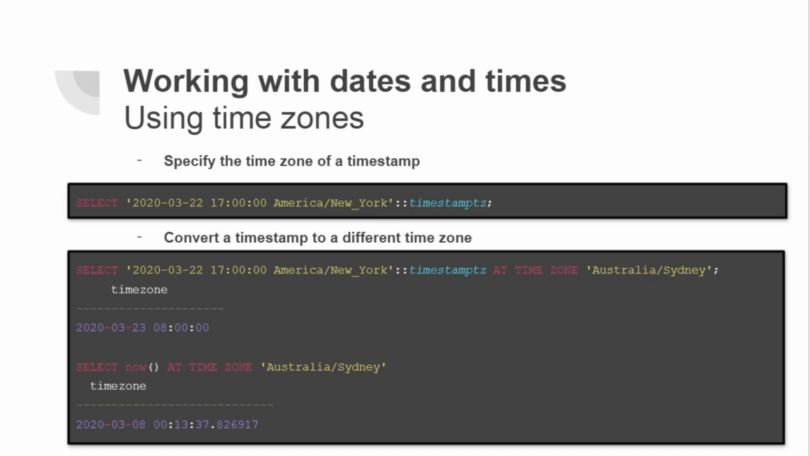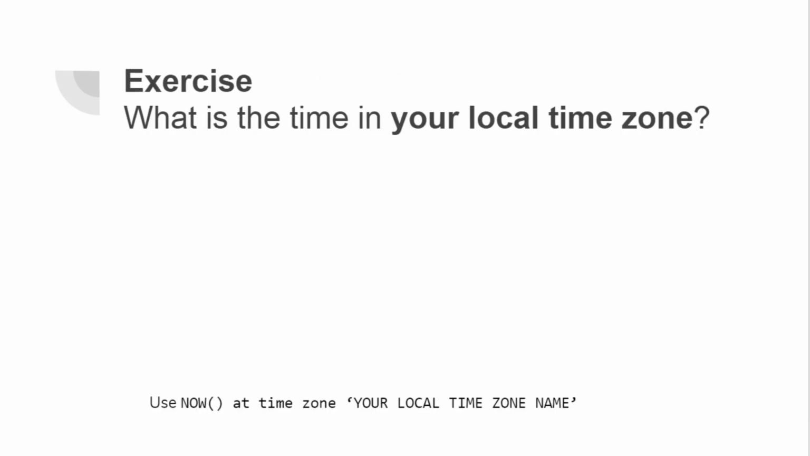Remember the at time zone operator, and then you get the name. This is why I wanted you to find the name of your time zone. So, to make sure that we are all on the same page, take a second and find the name and the time in your local time zone. To get the time now, you can use the function called now, and then use at time zone and the name of the time zone you found before.